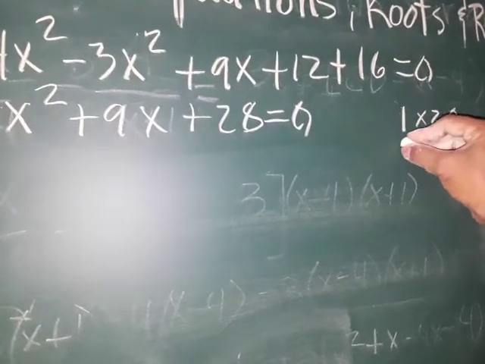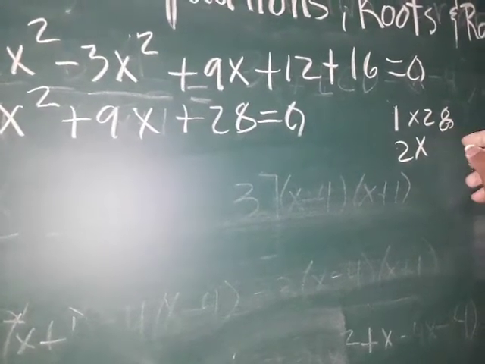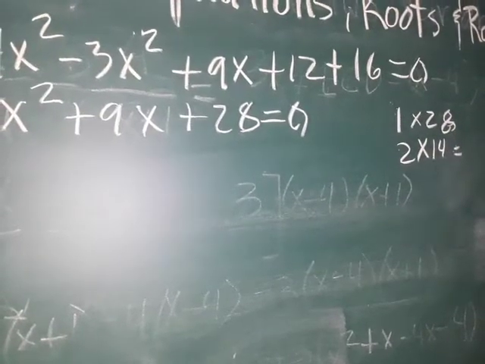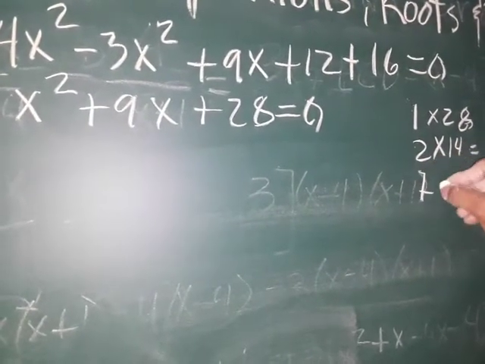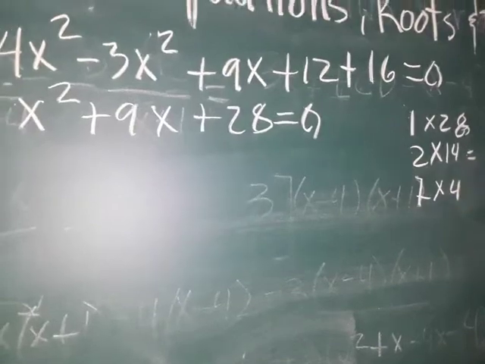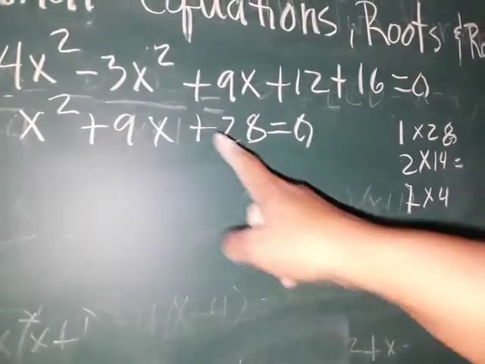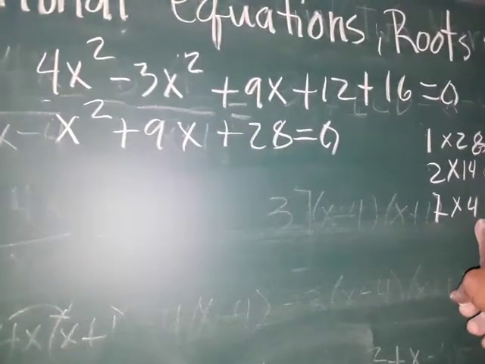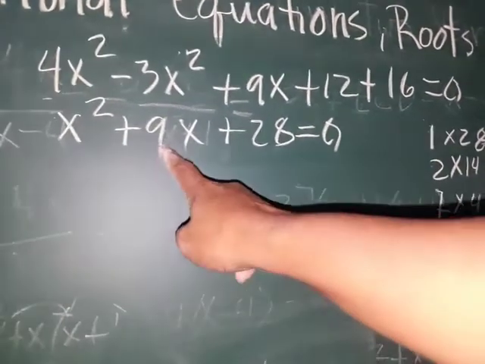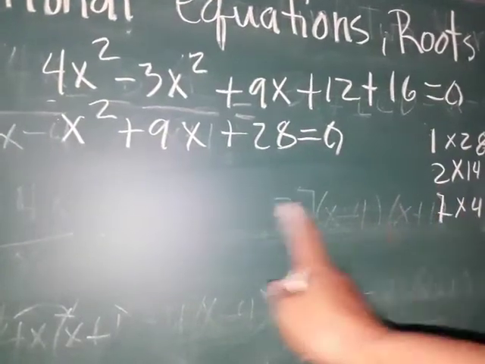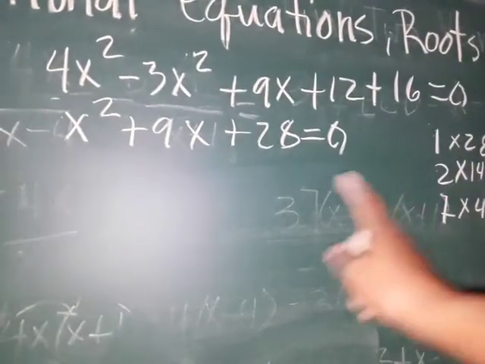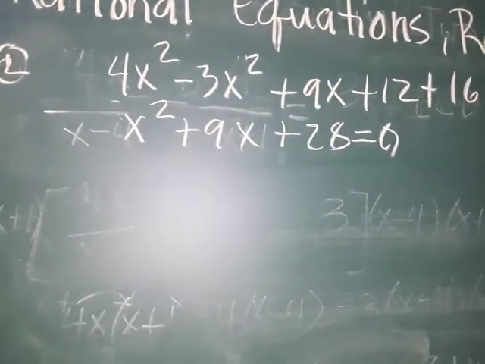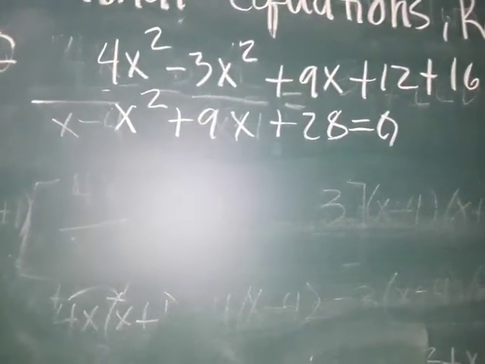We have also 2 by 14 and 7 by 4. Since both are positive, so we need to add 7 plus 4, 11, so it cannot be. 14 plus 2, 16, it cannot be. 28 plus 1 is 29, it cannot be. So meaning to say, we need to do completing the square.